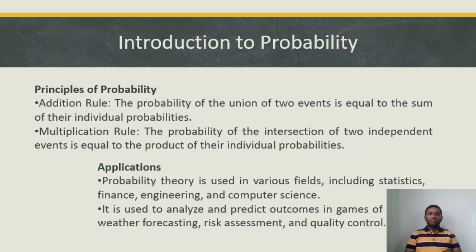Multiplication rule states that the probability of the intersection of two independent events is equal to the product of their individual probabilities. Applications: probability theory is used in various fields including statistics, finance, engineering, and computer science. It is used to analyze and predict outcomes in games of chance, weather forecasting, risk assessment, and quality control.